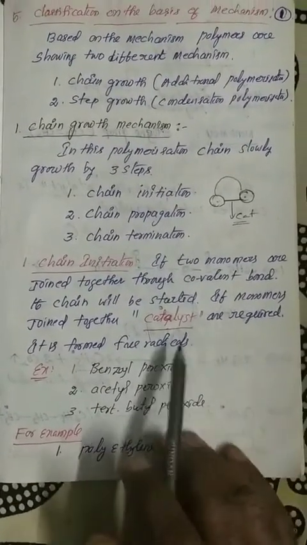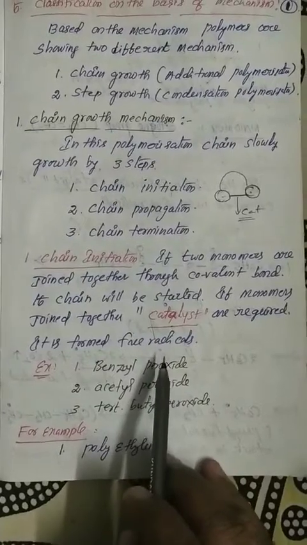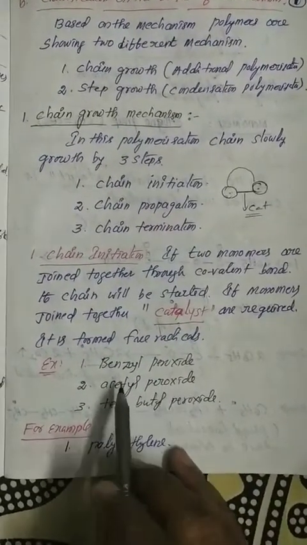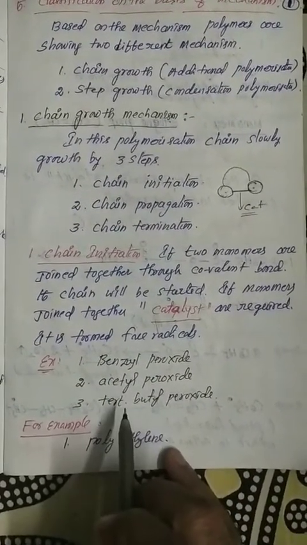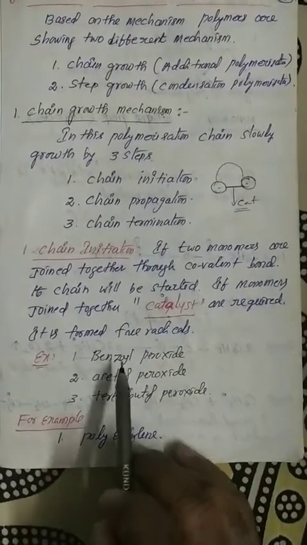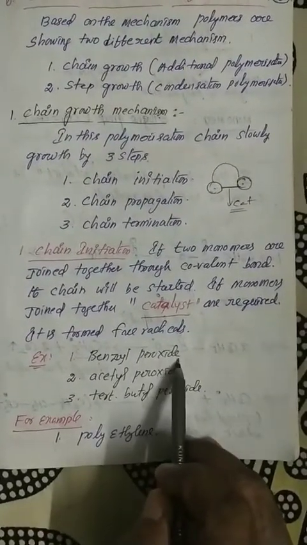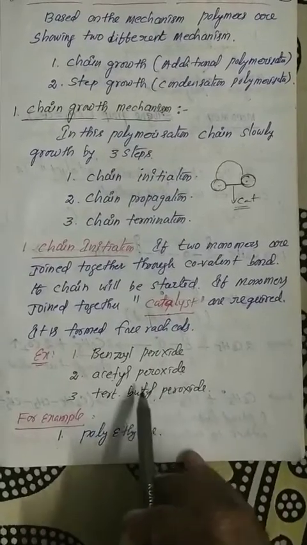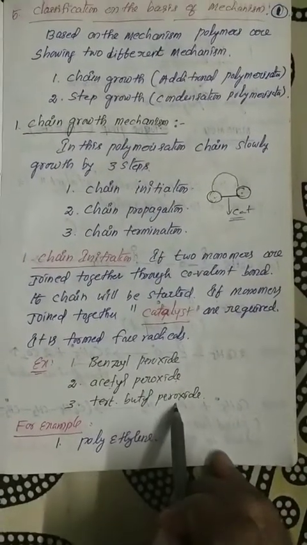Generally in the chain growth mechanism, these three catalysts are generally used. What kind of catalysts are used? Benzoyl peroxide catalyst, acetyl peroxide catalyst, tertiary butyl peroxide catalyst.